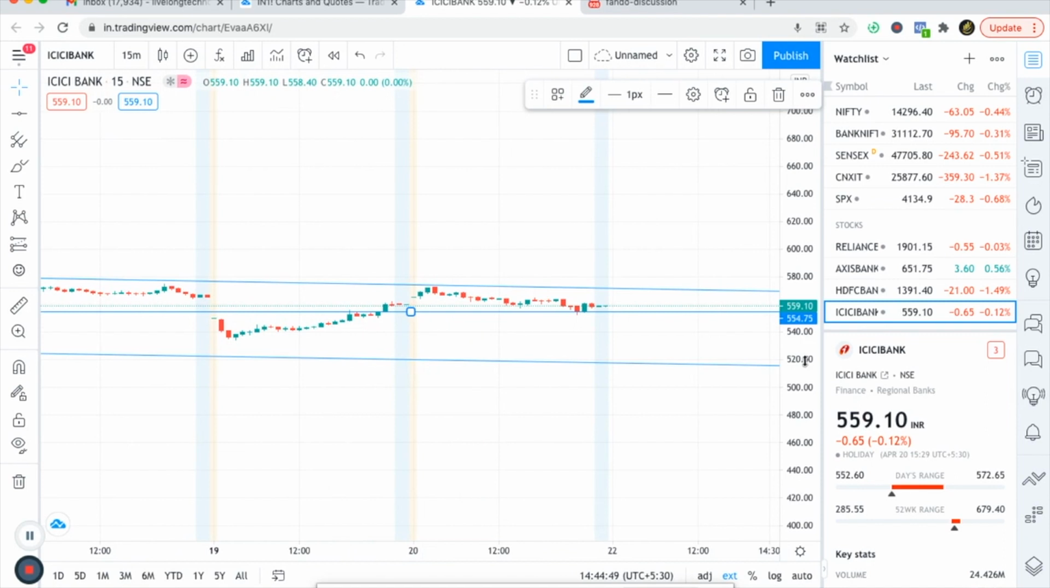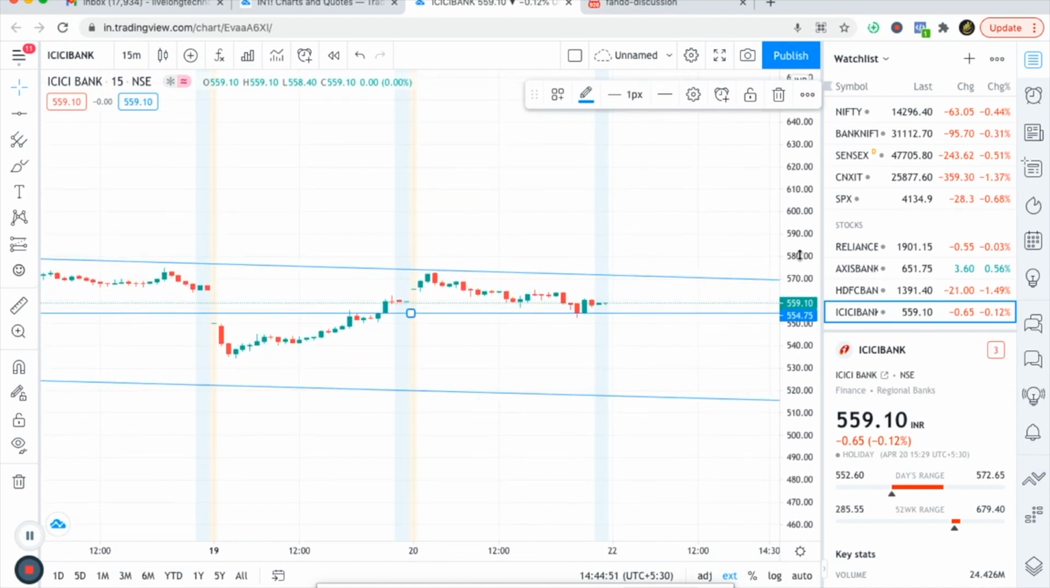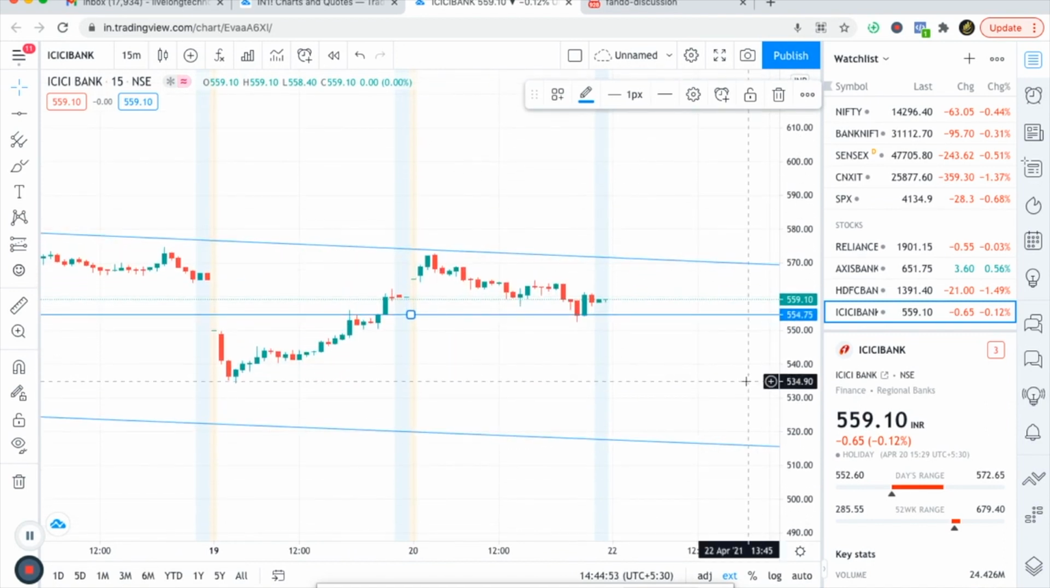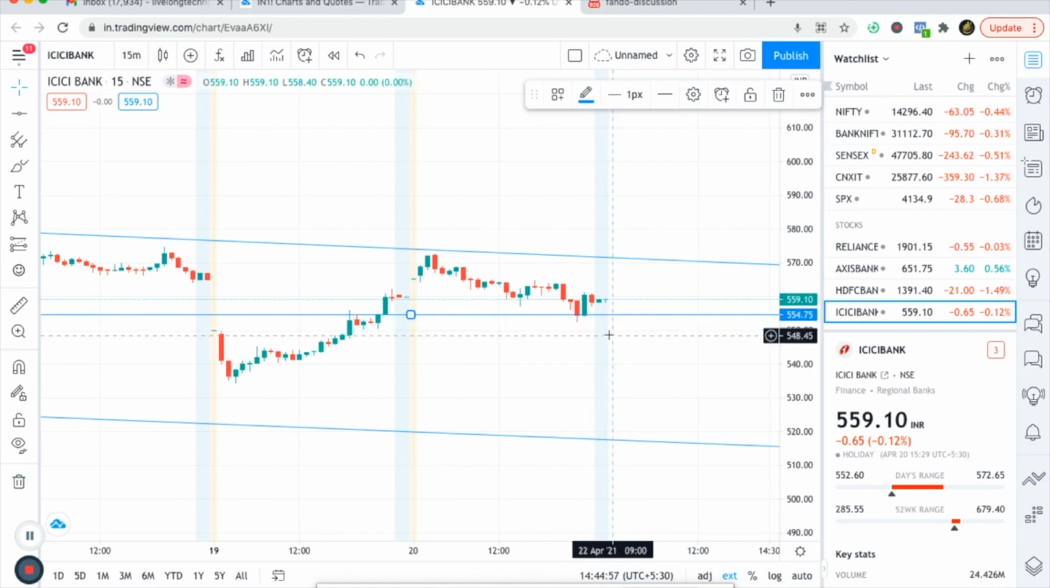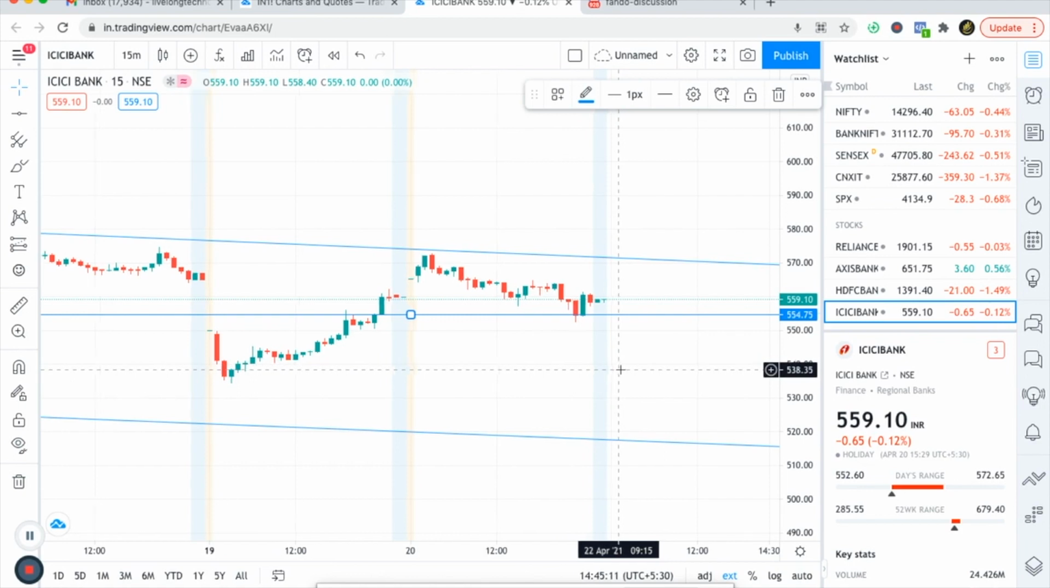So this is how the charts look in the 15 minutes time frame for ICICI Bank. This looks like a good level. If this level is getting taken out, we can expect the price to make a good drop. And it seems like the next level would be somewhere over here. So 554, 539 looks like the next level.